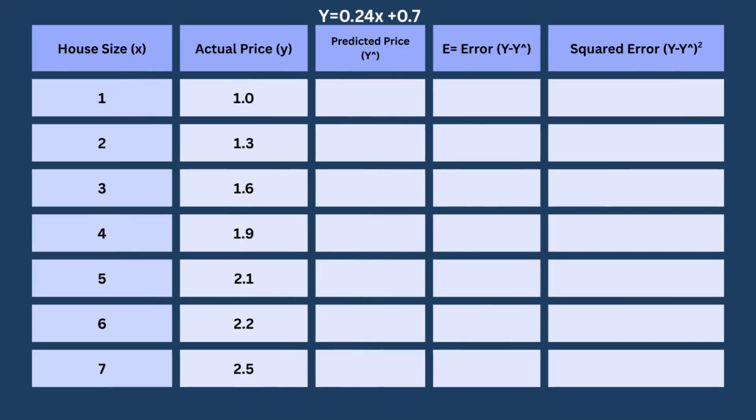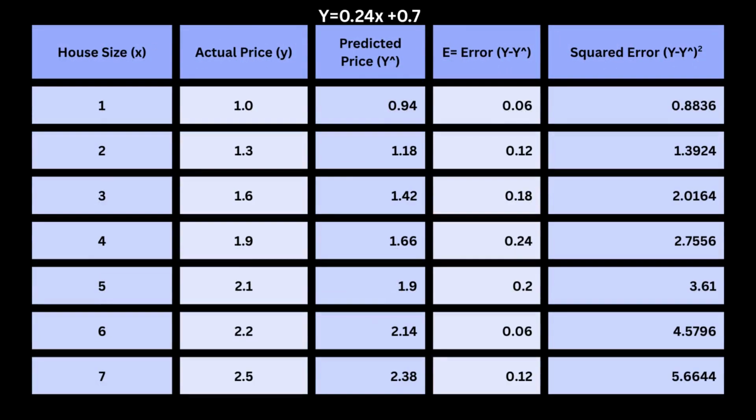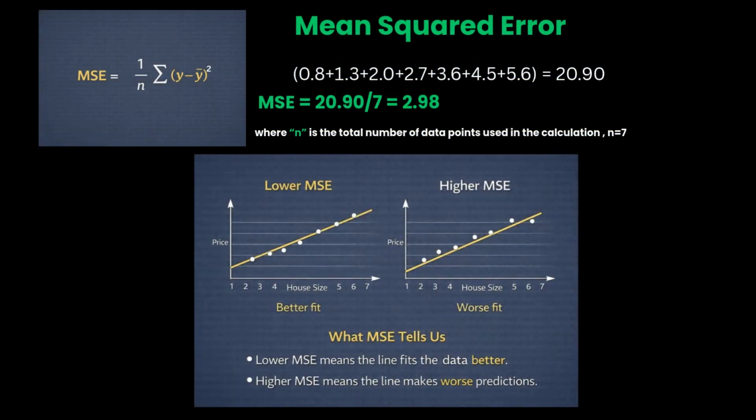For each point, we take the actual value, subtract the predicted value, and then square the result. Now every mistake counts. Finally, we take the average of all these squared errors. This gives us mean squared error. One number, one judgment.